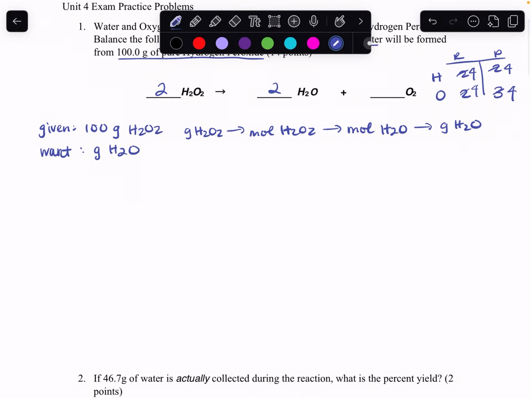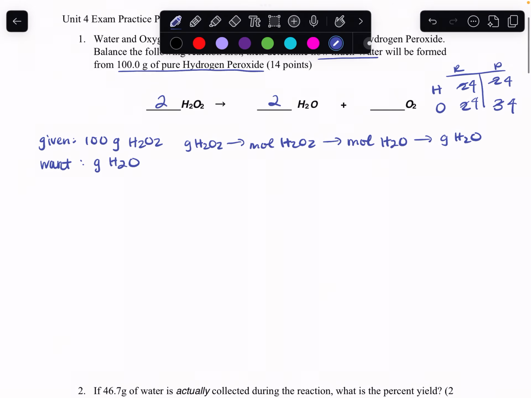So one thing I will need for this is molar masses, right? So for H2O2, hopefully we all know how to calculate these at this point. It is 34 grams per mole. Awesome. And for H2O, we've done this one, 18 grams per mole. So these are the numbers I'm going to be using for the conversion.